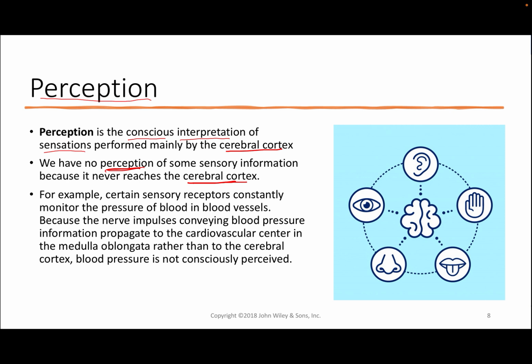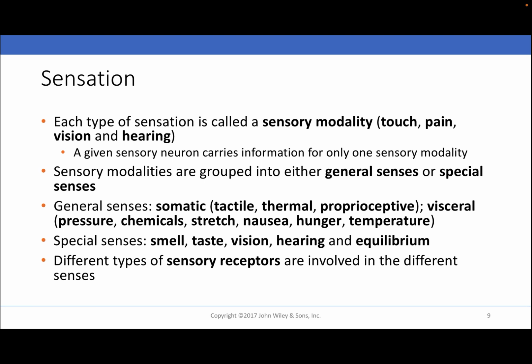Another great example of that is blood vessels, right? So those nerve impulses that are monitoring the stretch and the pressure that's being put on those blood vessels, that is being monitored constantly, and it's sending those nerve impulses, but those nerve impulses are only going to make it to the medulla oblongata. They're only making it to the brainstem, and they fall short of the cerebral cortex, and so we're not going to consciously perceive blood pressure.